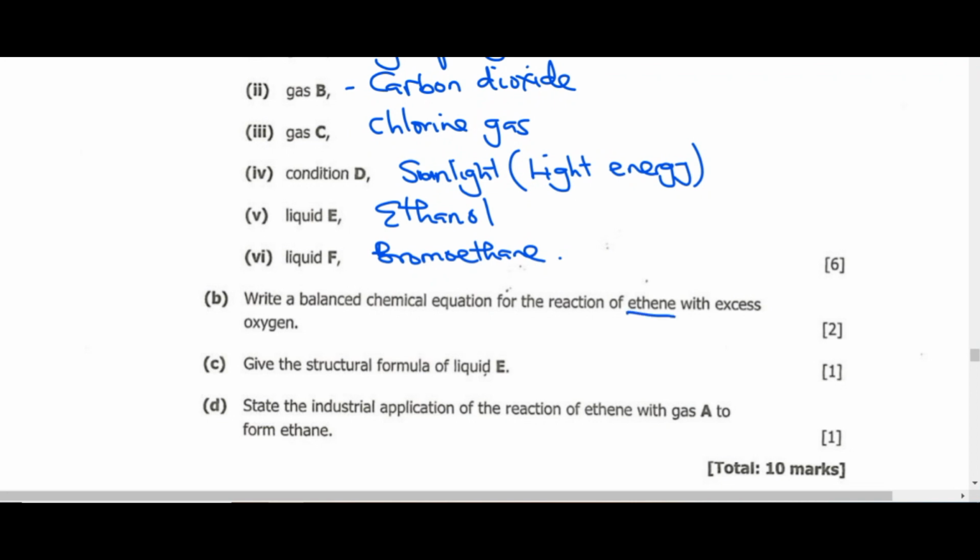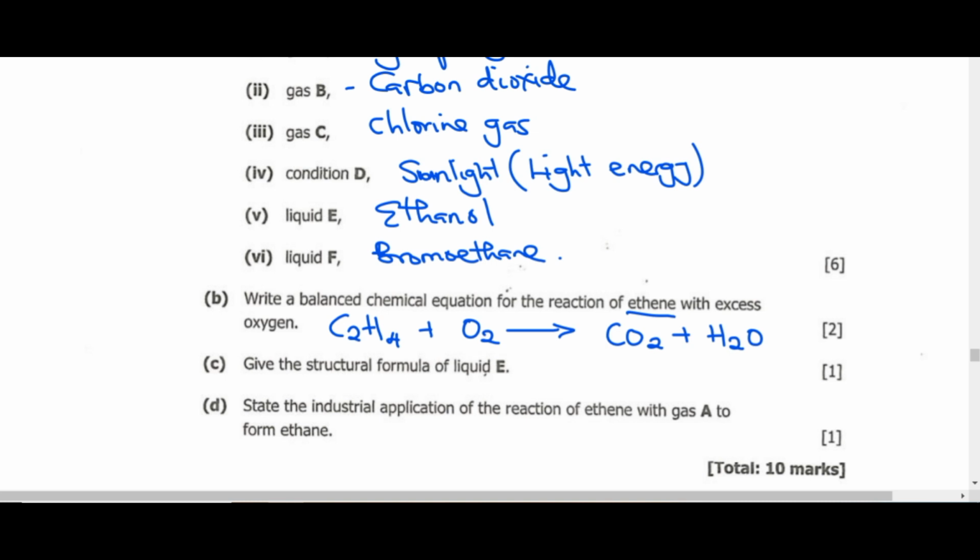Now what are we going to have if ethene reacts with oxygen? So let us write the chemical formula. So we would say ethene, that is C2H4, plus oxygen, O2, and then what are we going to have? Carbon dioxide will be produced, plus H2O, which is water. So we can put here.